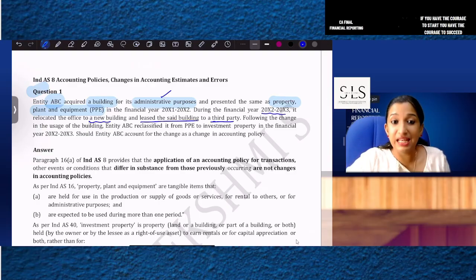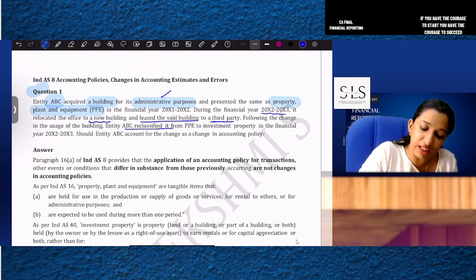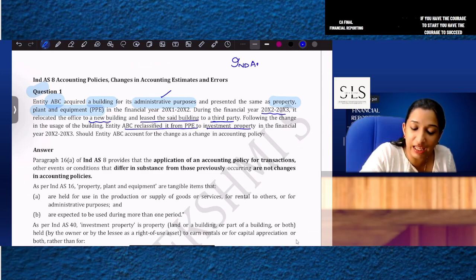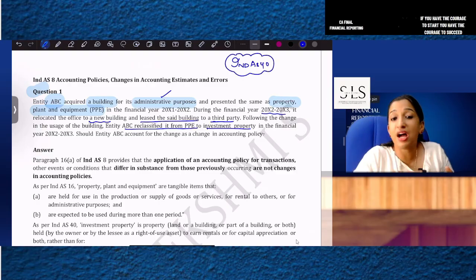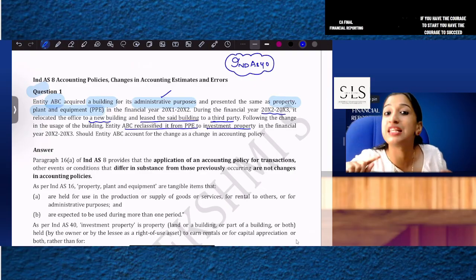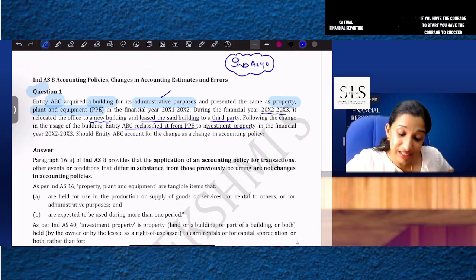So it is a let out building now, a leased out building now. If it is a leased out building, you will reclassify it as investment property. Following the change in the usage of the building, entity ABC reclassified it from PPE to investment property. Do you remember in Ind AS 40 we said transfers are permitted between PPE, investment property and inventory. The reclassification can be made only when the change in use is evidenced, and reclassification does not change the carrying value. Yes, you remember that.